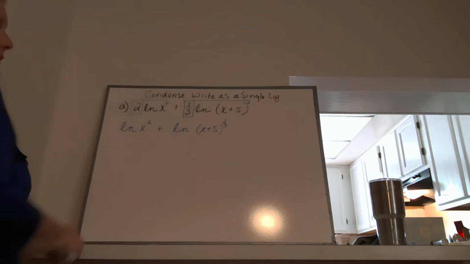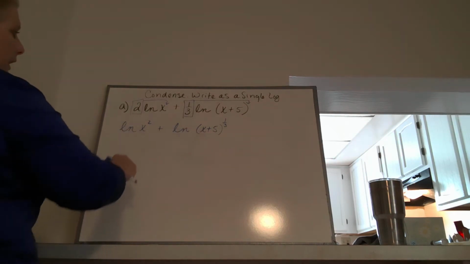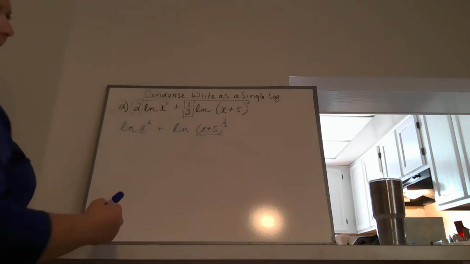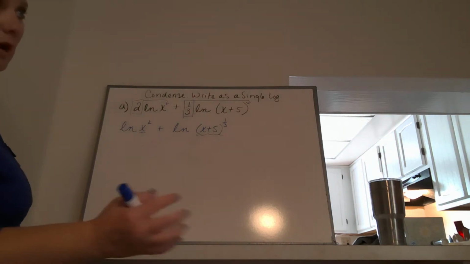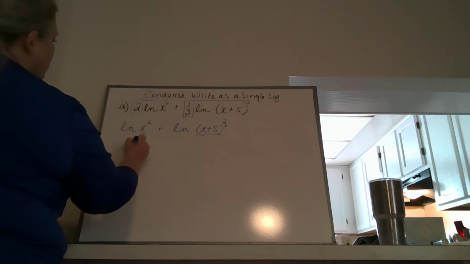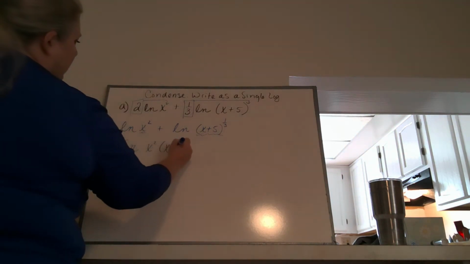Addition is the multiplication property of logarithms, so we're going to multiply the arguments. So that means we're multiplying this and we're multiplying this. Not actually going to multiply it, we're just going to write them next to each other for the implied multiplication. So the natural log of x squared times x plus 5 to the 1/3 power.